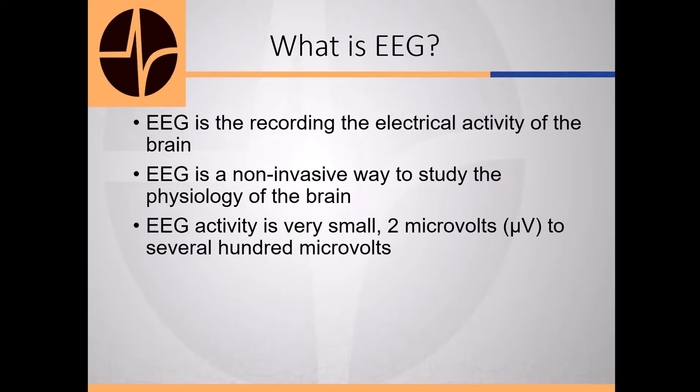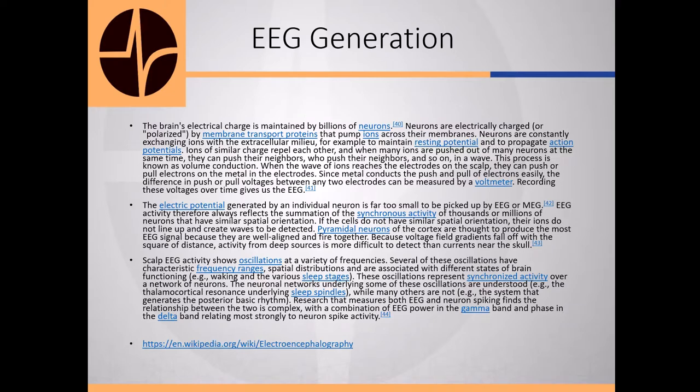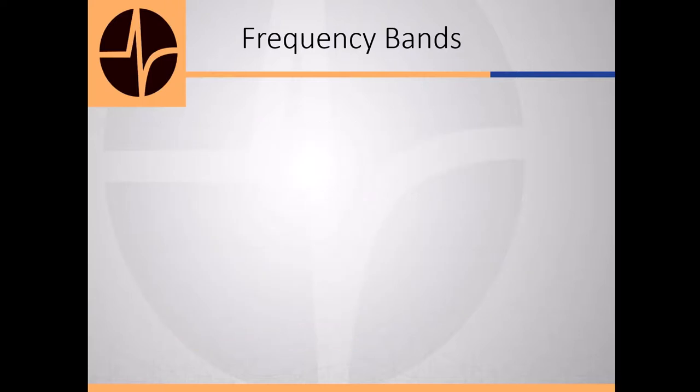EEG activity is very small, about 2 microvolts to maybe several hundred microvolts. The EEG frequency ranges typically from 0.5 to 30 hertz. That's the range that we are interested in on a clinical basis. This is a little slide that tells about the EEG generation from Wikipedia, and I'm not going to read through this. You can read this at your leisure.